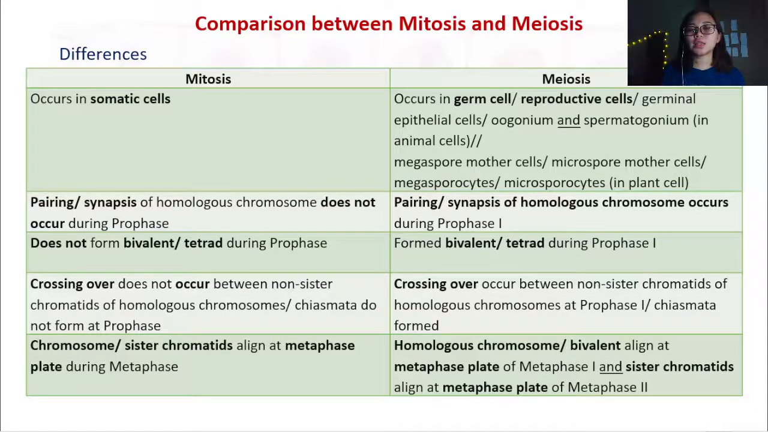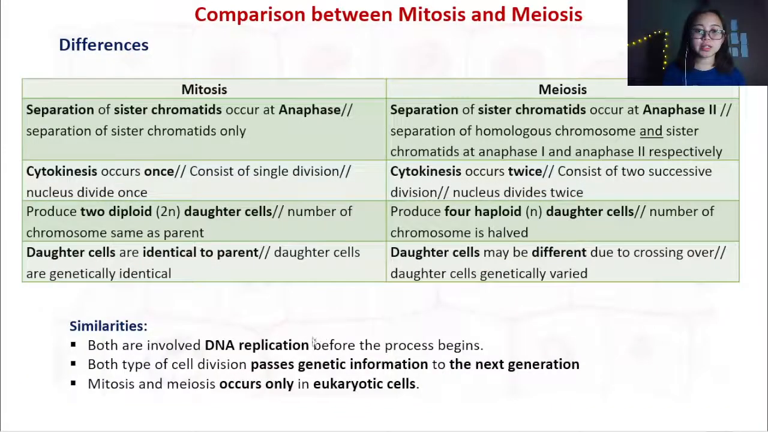Soalan suka minta kamu bandingkan antara mitosis dengan meiosis. Contoh ini adalah dia terjadi dalam sel apa? Which kind of cell does it occur? Is there pairing or synapsis or not? Does it form bivalent and tetrad or not? Does crossing over occur or not? Apa yang align at metaphase plate? Adakah sister chromatids atau kromosom atau homologous kromosom yang tersusun di metaphase plate?